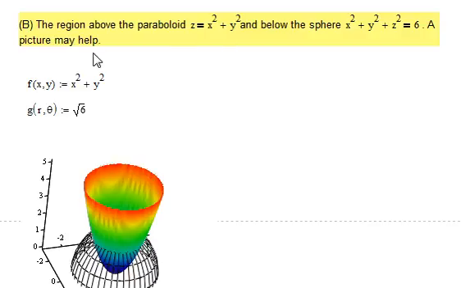In this one we're going to set up to find the region above the paraboloid z equals x squared plus y squared, and below the sphere x squared plus y squared plus z squared equals 6. And a picture might help us out.